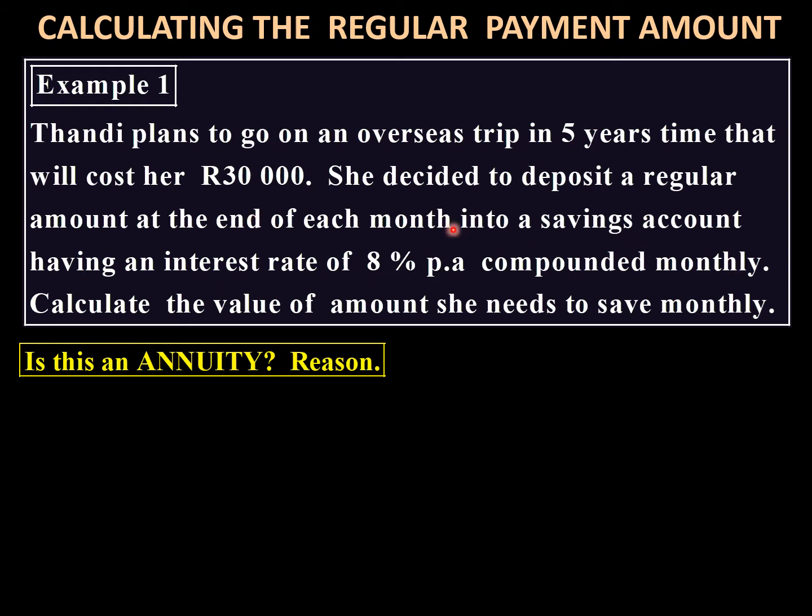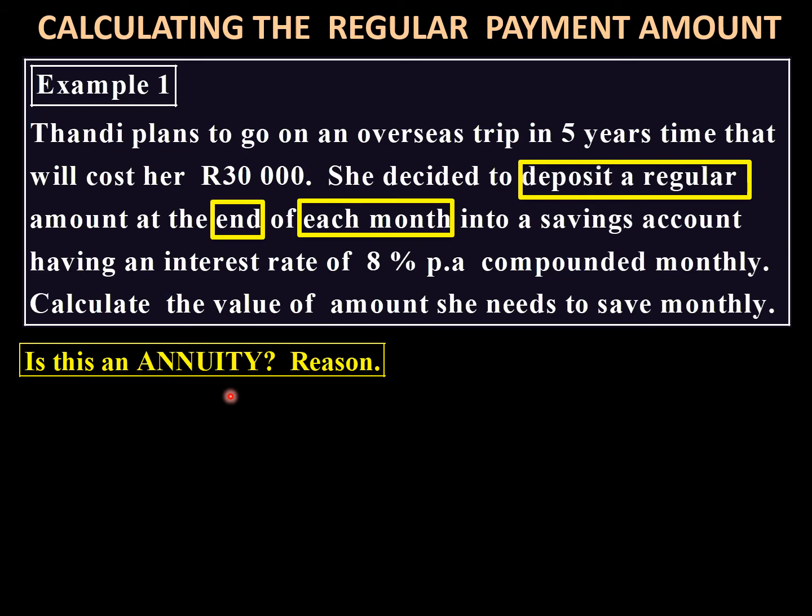Now, when you read here, you can do some highlighting. So we should be able to find key words here that will indicate whether this is an annuity. What are the key words there? Deposit a regular amount at the end of each month, right?